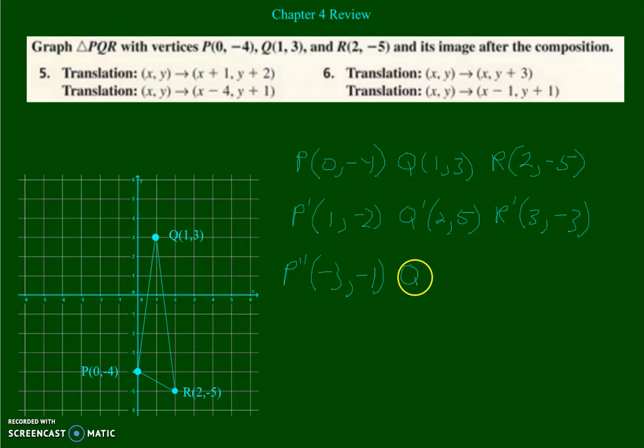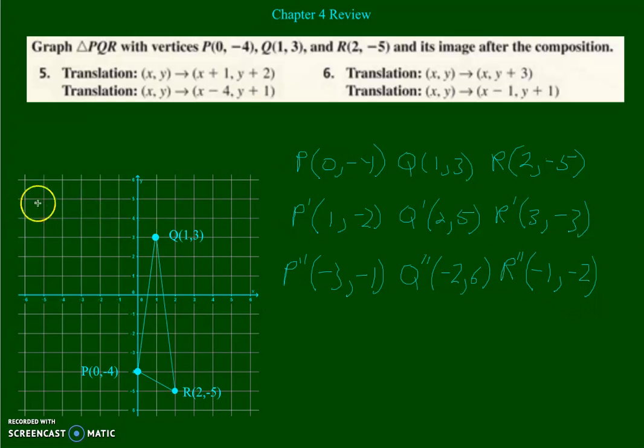Then our Q double prime, that's a double prime. 2 - 4 is -2. And 5 + 1 is 6. And then lastly, our R double prime. 3 - 4 is -1. And -3 + 1 is -2.